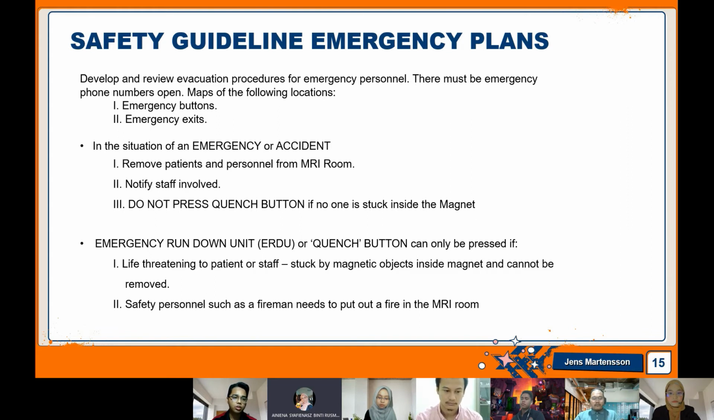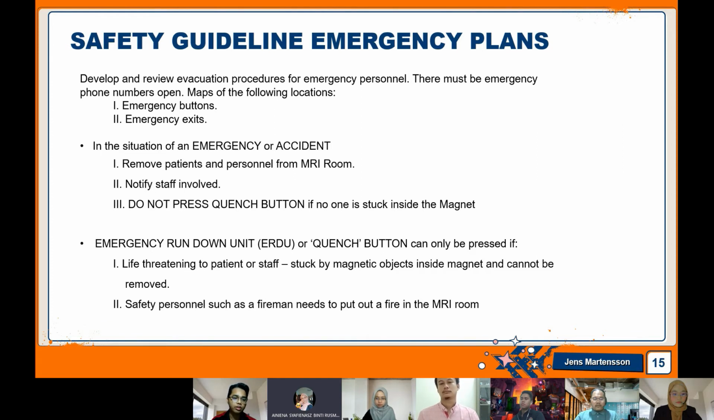Next, in the situation of an emergency or accident, remove the patient and personnel from the MRI room. Notify staff involved, and do not press the quench button if no one is stuck inside the magnet. The emergency rundown unit or quench button can only be pressed if there is a life-threatening situation to the patient or staff, for example, a patient stuck by a magnetic object inside the magnet who cannot be removed.